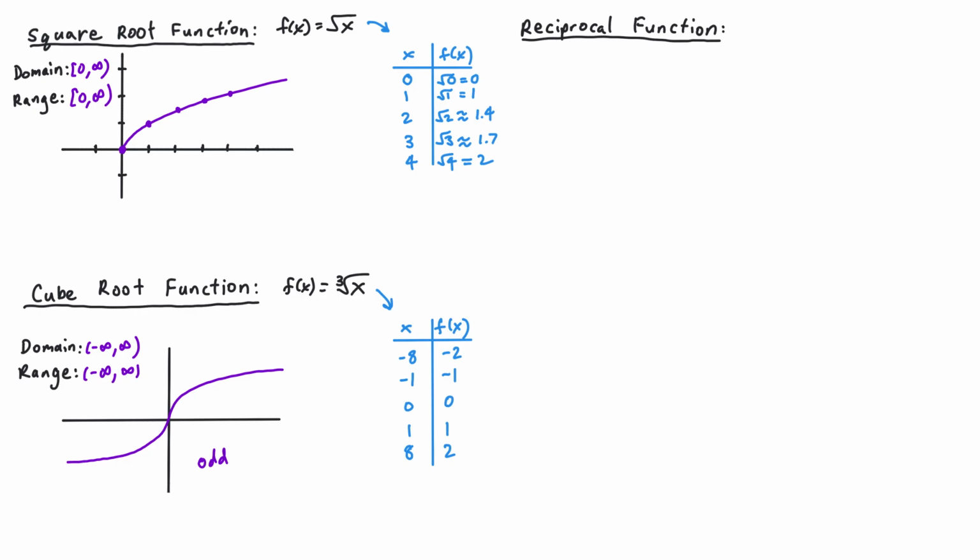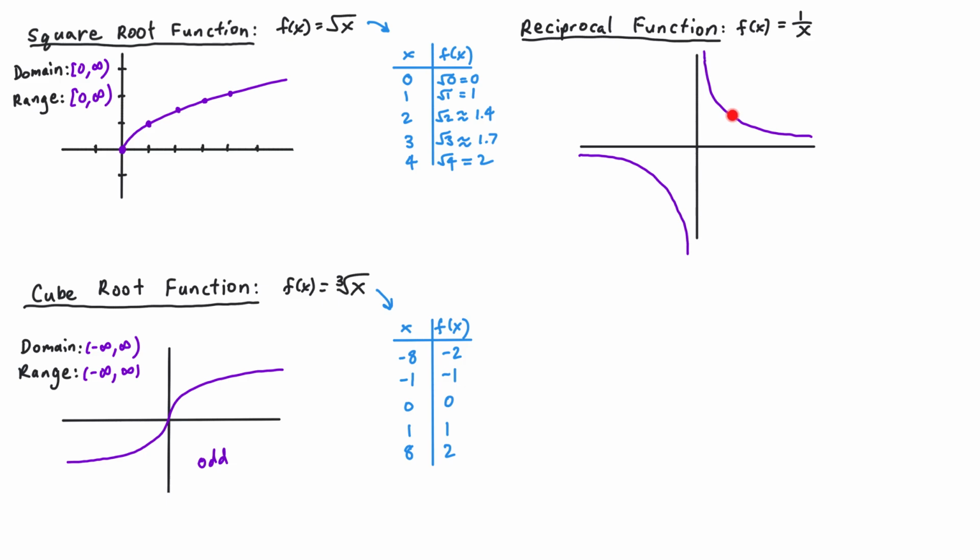Our next function is the reciprocal function, and its formula is defined by f of x equals 1 over x. The graph of the reciprocal function looks something like this. The shape of this graph is called a hyperbola. Let's look at some of its features.